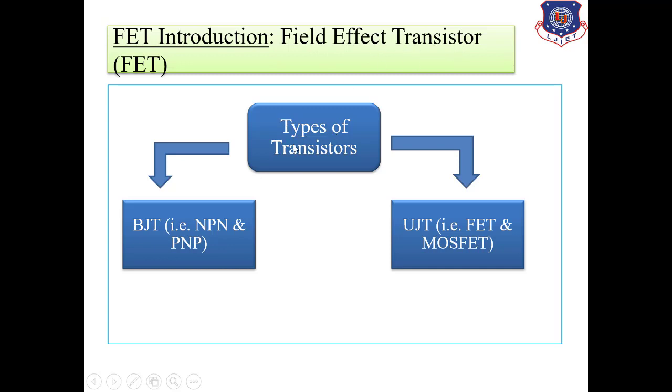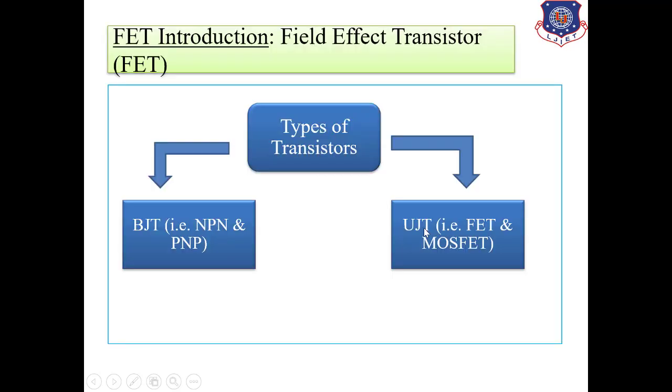So let's start with the types of transistors. We have already studied BJT in the previous chapter. There are two types of BJT, one NPN and second PNP. Now in this chapter we will study UJT, that is uni-junction transistor. There are again two types, FET and MOSFET. FET, that is field effect transistor, and MOSFET, that is metal oxide semiconductor field effect transistor.